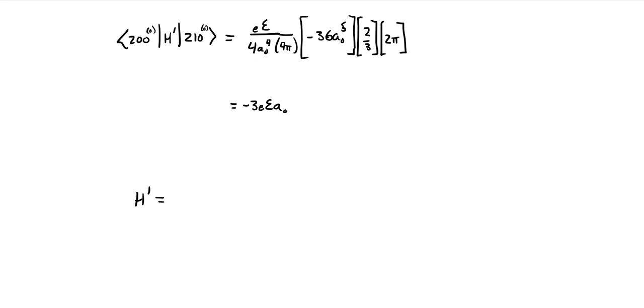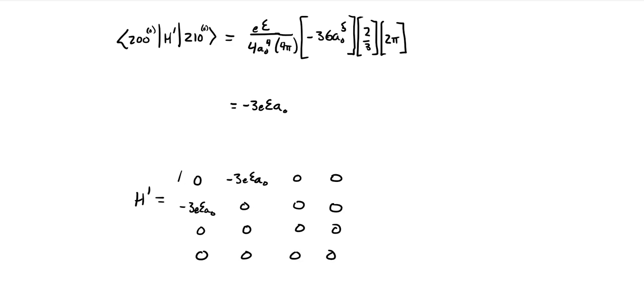And we've got that our perturbation Hamiltonian is negative 3 e epsilon a naught, and then 0, 0, negative 3 e epsilon a naught, and then zeros everywhere else in this perturbation matrix in our degenerate subspace.